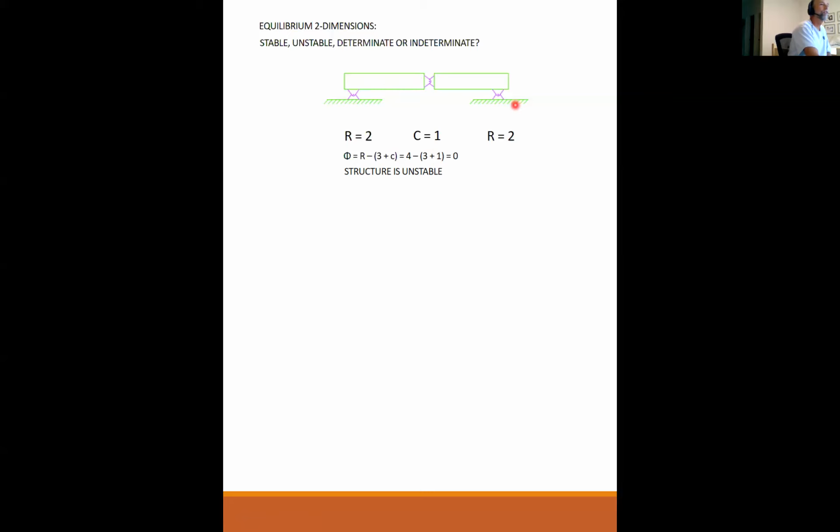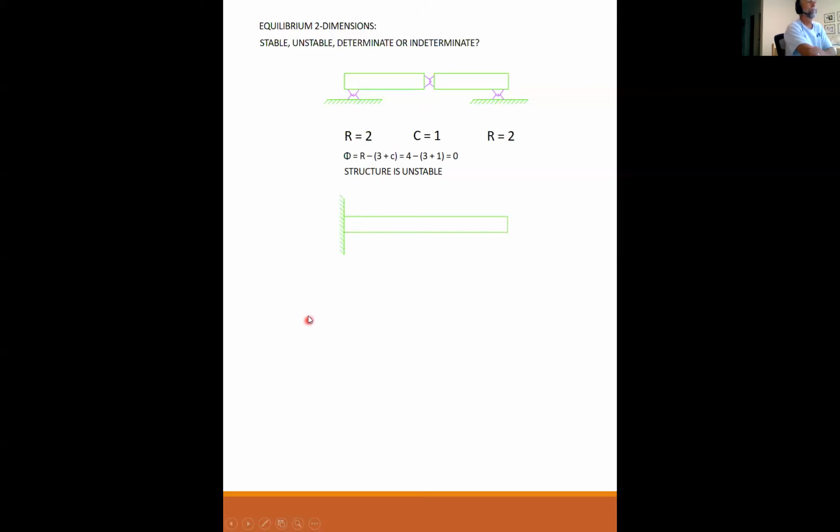Even if this support was lowered so that this pin and this pin were not on the same plane, it still would not be stable because you could still draw a line right through all of your restraints. You could put a load on it and you have no resistance to that load. So this is unstable.